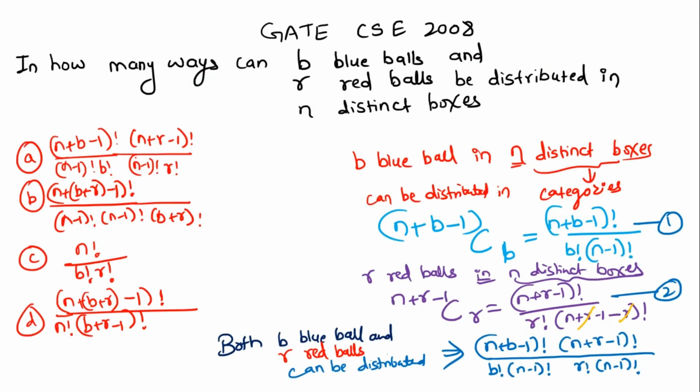Next question is: in how many ways can B blue balls and R red balls be distributed in n distinct boxes? Now here n distinct boxes are there.